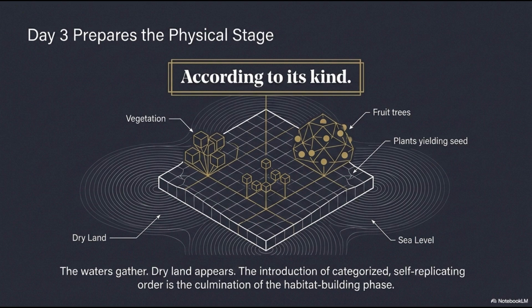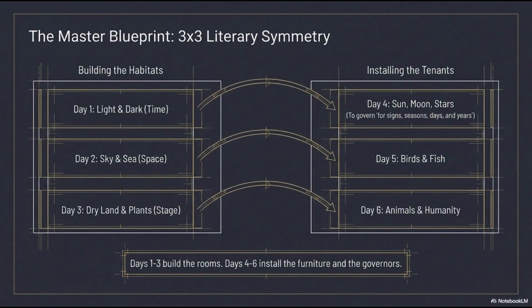Here's where it gets really interesting. There is this brilliant structural pattern in the text that we have to map out for you. Oh, the symmetry. Yes. Once you see it, the entire underlying logic of Genesis 1 clicks into place. Think of days 1 through 3 as the architect building the rooms of a house. And then days 4 through 6 are moving the furniture and tenants into those specific rooms. The symmetry is a perfect 3x3 grid.